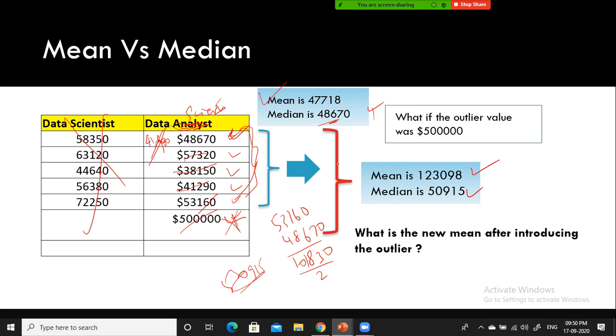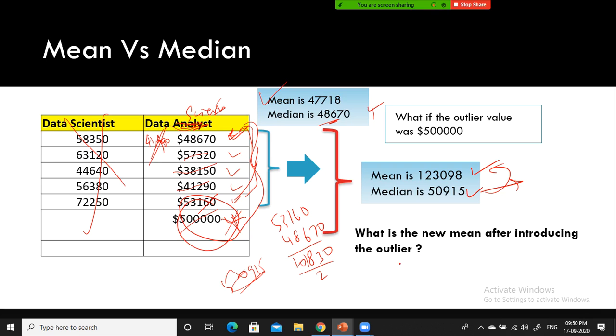What is your understanding now? Even if you have an outlier in a data set, median is not skewed like how mean got skewed. So median is so robust. Median is resistant to outliers. If your data has an outlier in it, better use median, don't use mean. That is what we conclude by looking at this data, isn't it?